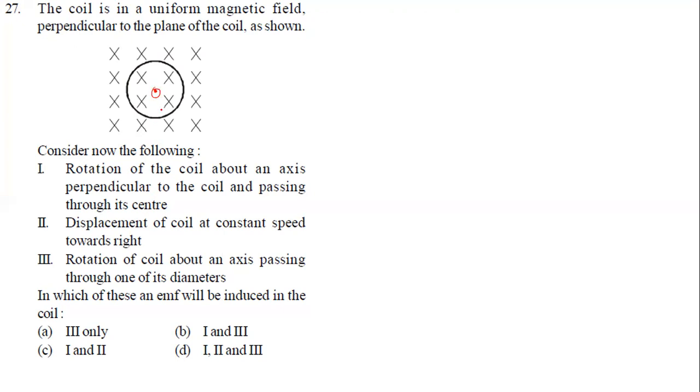Like this, it means it is passing perpendicular to this. First case: displacement of the coil at constant speed towards right. I am going to move towards right in the second case now: displacement of a coil moving towards right. Third case: rotation of the coil about an axis passing through one of the diameters.